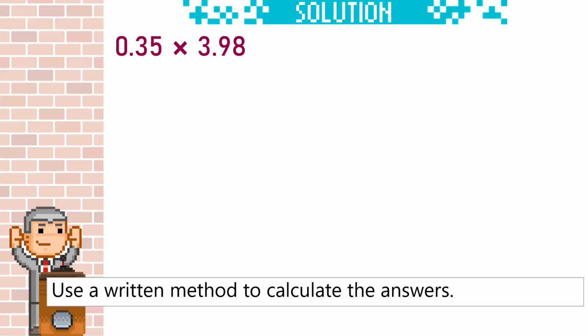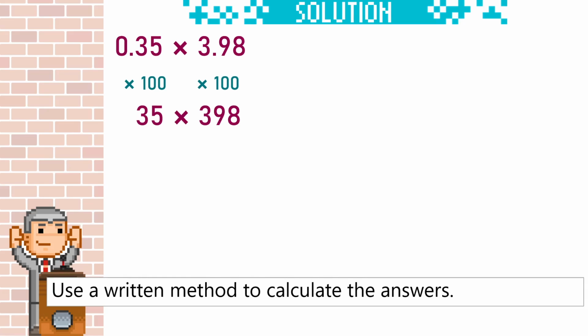It is extremely difficult to multiply decimals, so we start by converting them into integers or whole numbers. We can multiply each of these decimals by 100 to do this. We can now work out 35 times 398 with whichever method you like the most. I'll be using the grid method.